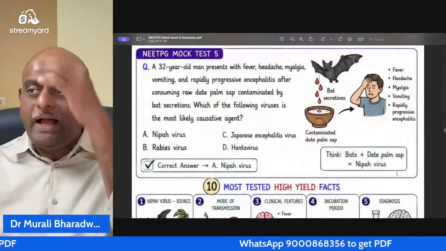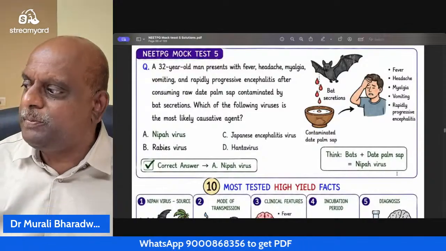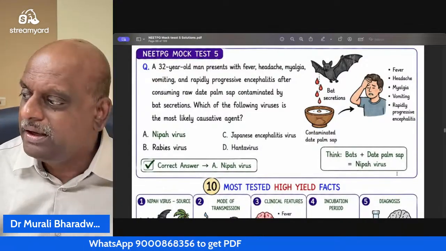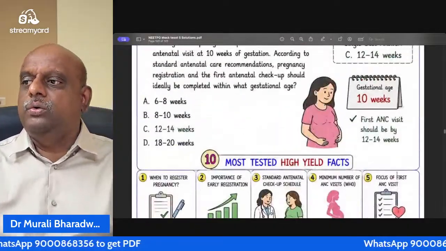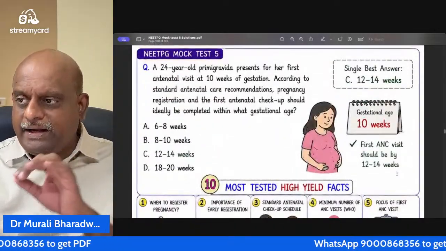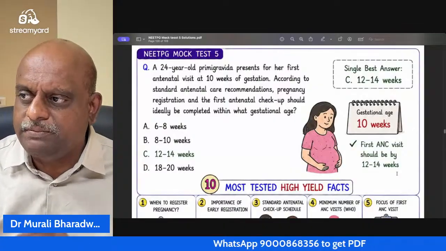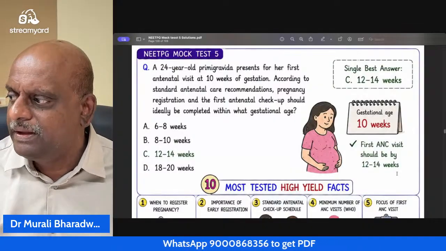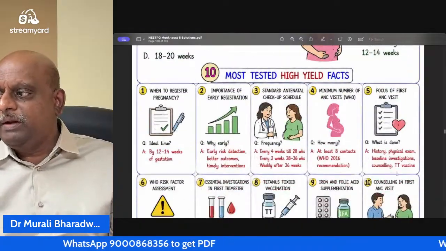So, whenever the bat drops, it is a Nipah virus. Bats plus date palm sap is equal to Nipah virus. Now, according to the antenatal care recommendations, the first antenatal checkup should ideally be completed by 12 to 14 weeks, is what we need to remember.